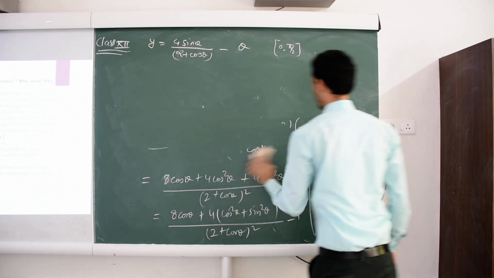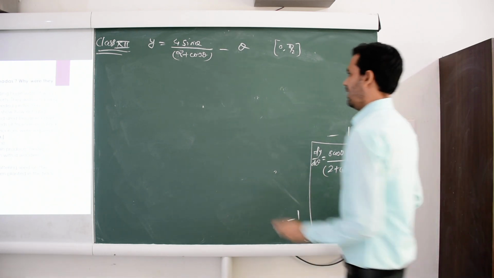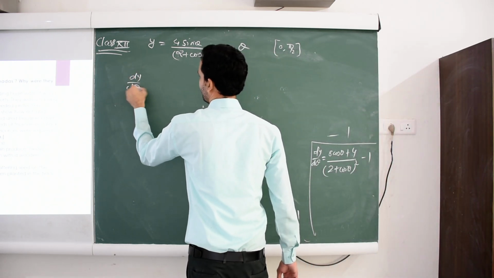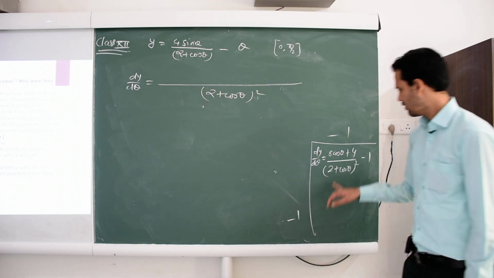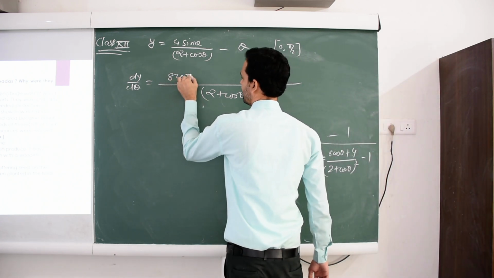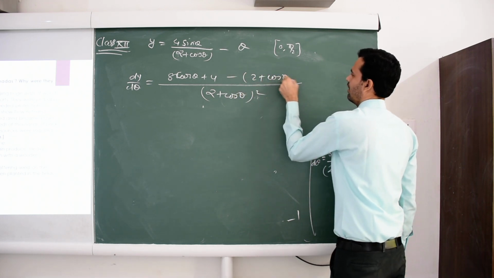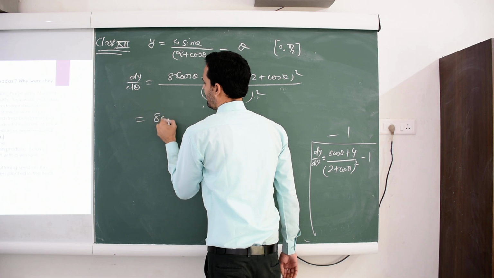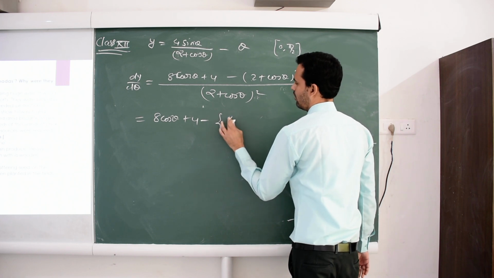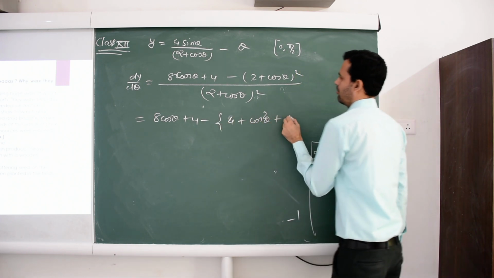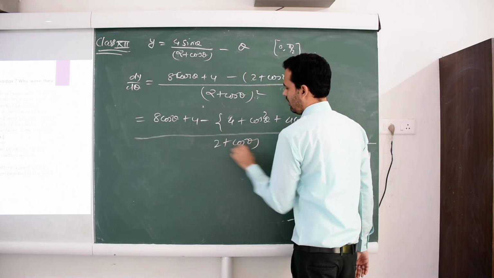Again we take the LCM and solve this dy by d theta. We take the LCM as 2 plus cos theta whole square. So 8 cos theta plus 4 minus 2 plus cos theta whole square. Using a plus b whole square equals a square plus b square plus 2ab, this is 4 plus cos square theta plus 4 cos theta upon 2 plus cos theta whole square.